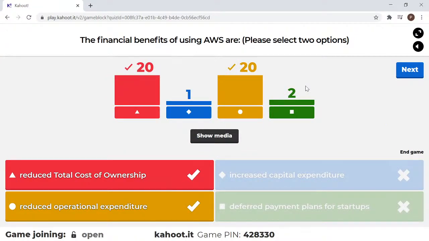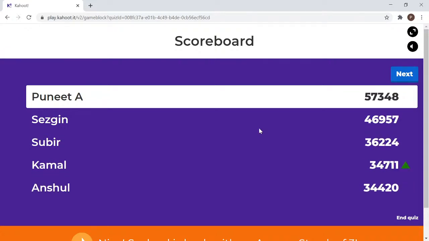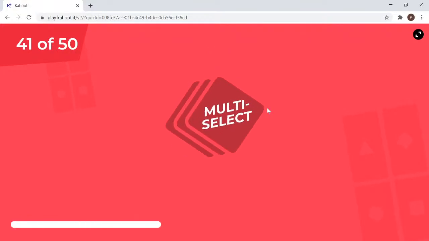Yeah, most of you got it right. It is reduced total cost of ownership and reduced operational expenditure. So let us move on to the next question. A bit of change in the scoreboard, but not much. We have 10 questions left now.